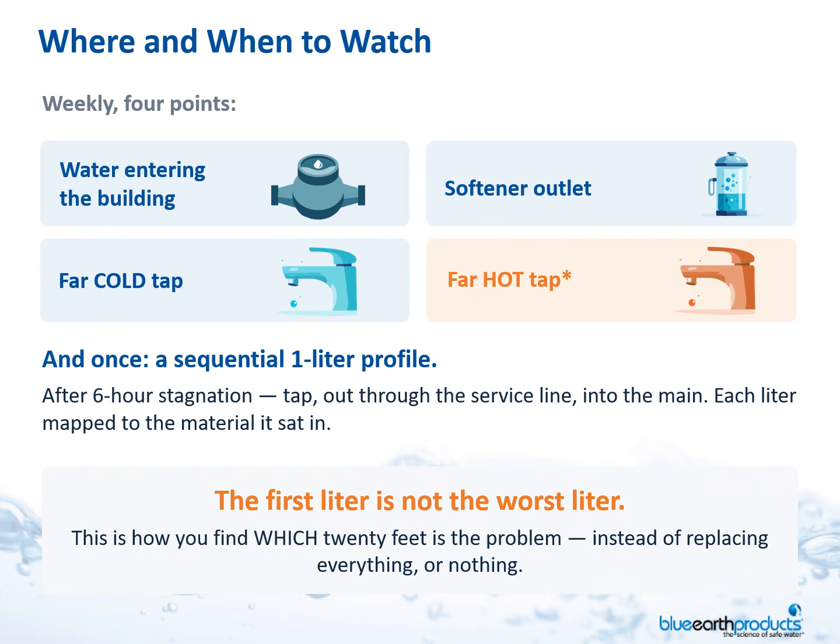And if you really want to understand what area of your building is causing the problem, you can take a sequential 1-liter profile just by filling up 1-liter bottles sequentially and then equating the volume of those bottles with the amount of pipe that they represent, and then matching those up with the pipe material. And you can basically walk your way back through the building all the way into the water main and the service line to see where the problem is occurring in your system.